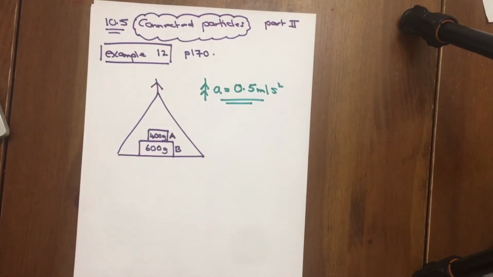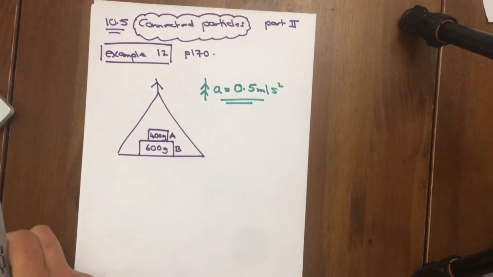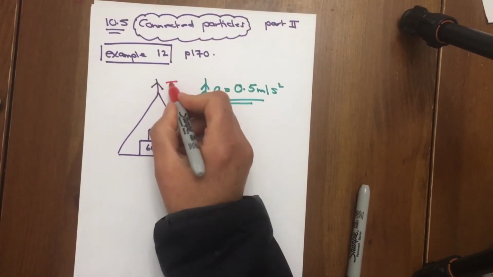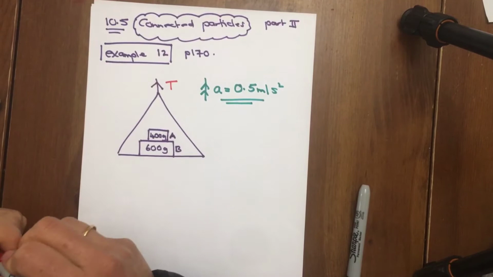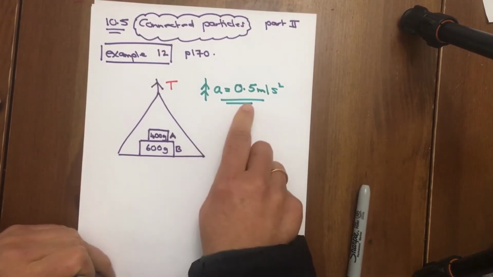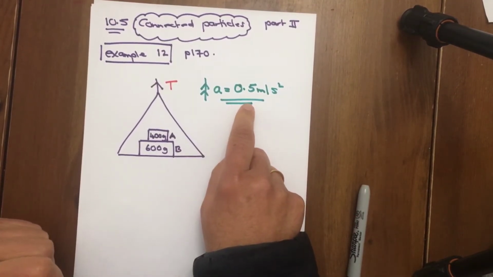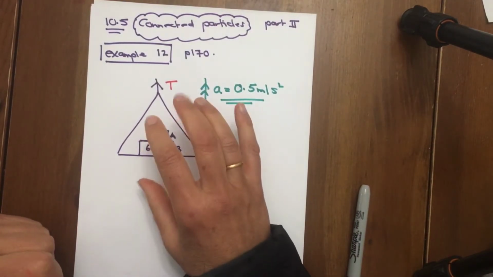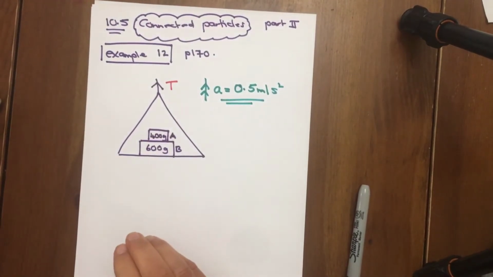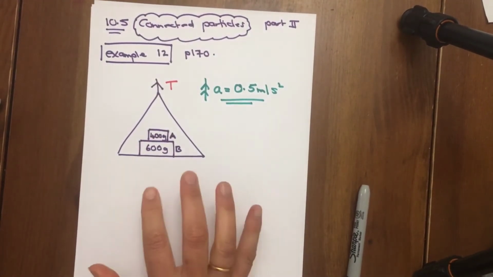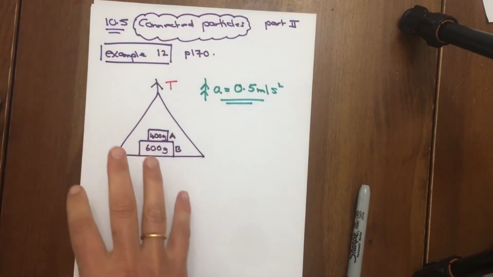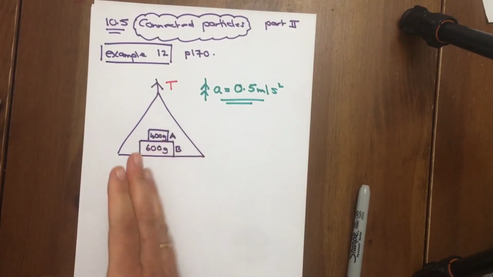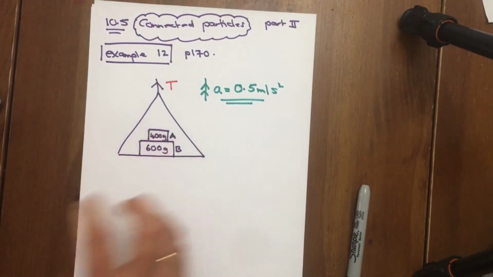There's going to be tension in the string going upwards. So I'll call that T here. And it's raised vertically using the string with acceleration of 0.5 meters per second squared. And the first question says find the tension in the string. So I'm going to look at the whole system, and I'm going to resolve going vertically upwards for the whole system.